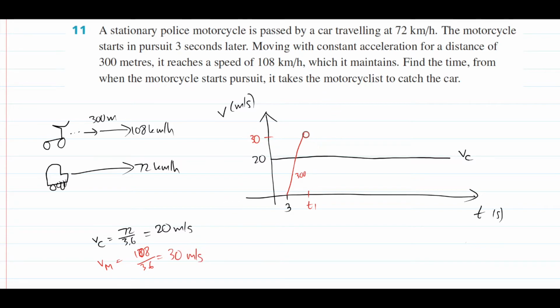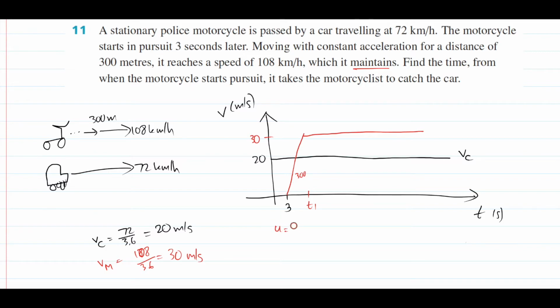And of course, it maintains constant acceleration from there on. Stated here, 30 meters per second, and our objective, of course, is to find the time. Before we do that, we need to find what T1 is. To find T1, it's very simple: use one of your 4 kinematics formulas.